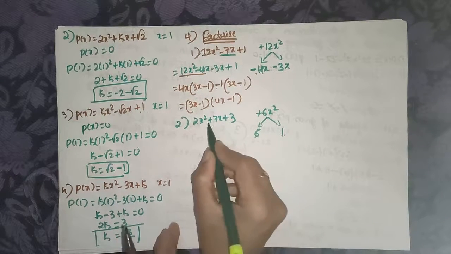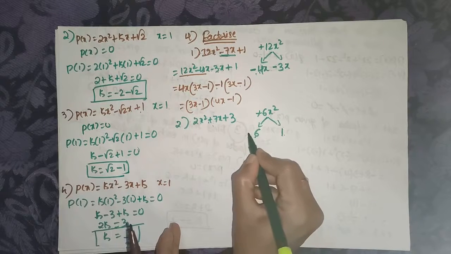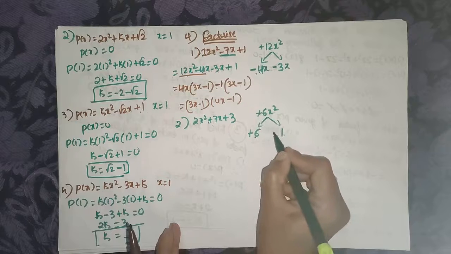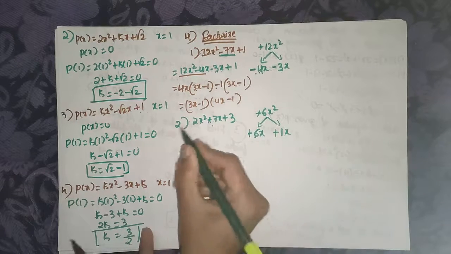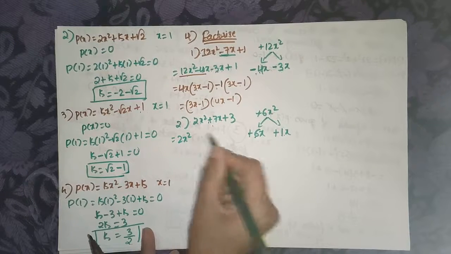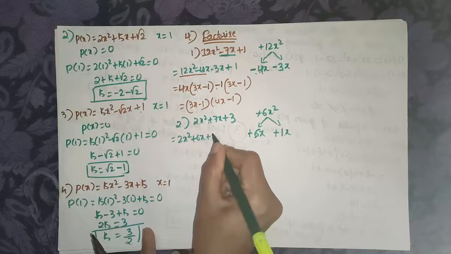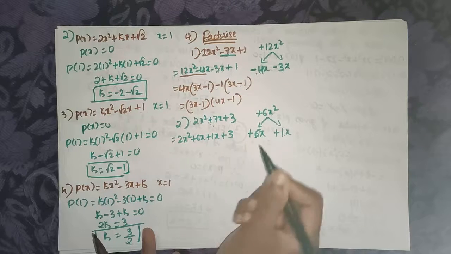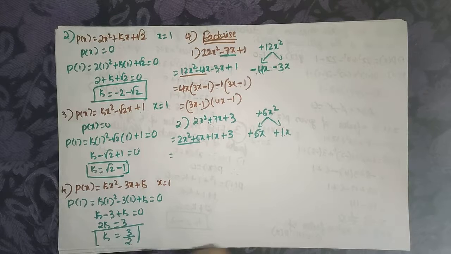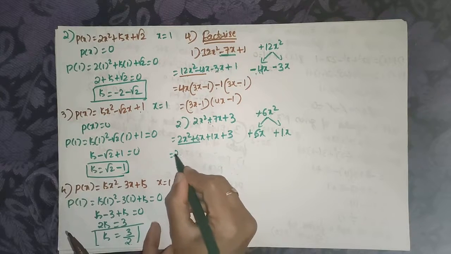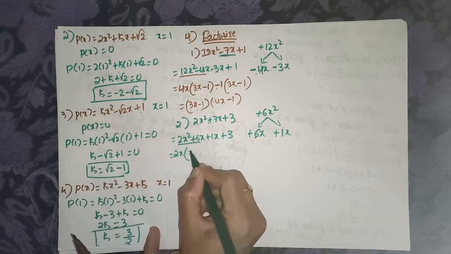Then here the sign is plus, so the greater one is 6 here. Plus into plus is plus. X square can be done as x. Now write down this one: 2x square. The 7x can be done as 6x plus 1x, plus this is 3. Now in the first two terms the common thing is 2x. Here we have only 1x.